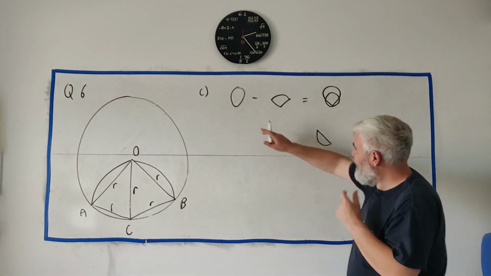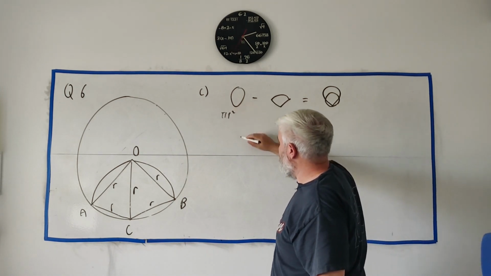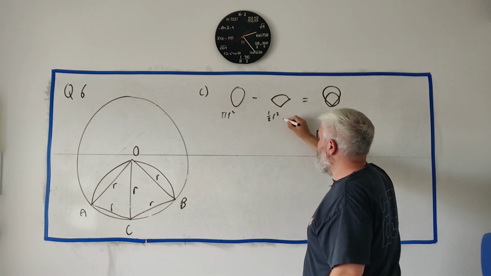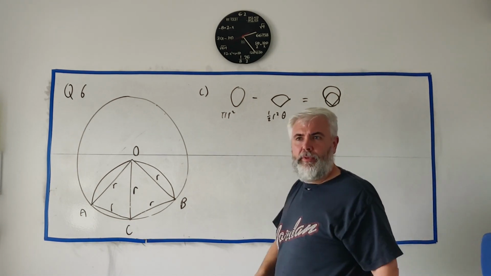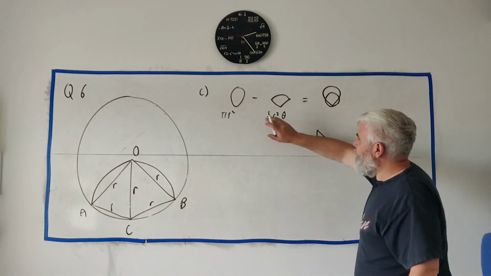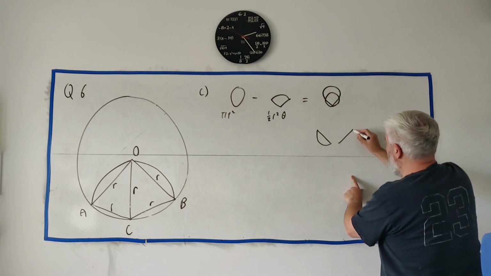So I can get the area, I'll do this again later, but the area is just pi r squared, and the area of this would be a half r squared theta. I hope that's correct. Let me have a look. And it is. So we can get the areas of these, but we're left with two of these guys.